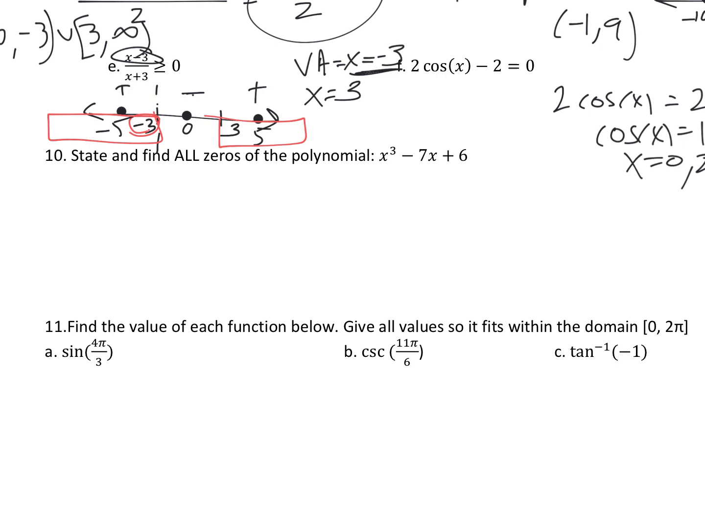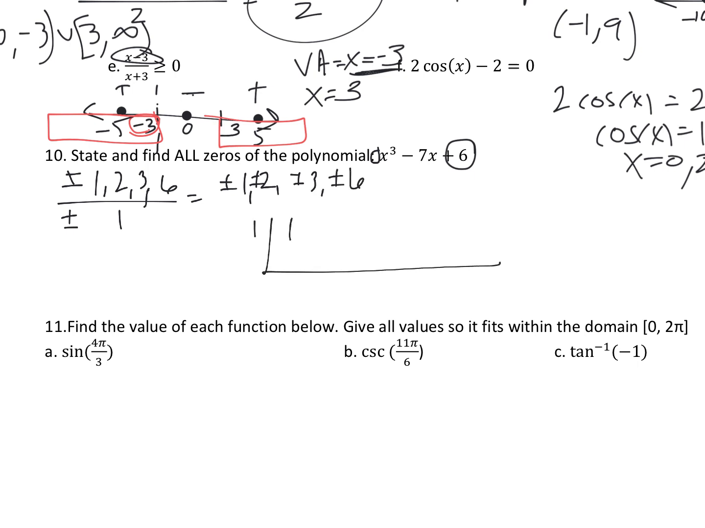State and find all the zeros. So if you remember, we have what we call the rational root theorem. So you have to look at all the possible roots of 6, 1, 2, 3, 6, divided by all the possible roots of a. So my only options are plus and minus 2, 1, 2, plus minus 3, plus minus 6. So if I actually start testing my solutions, 1 works. So 1 is a root.